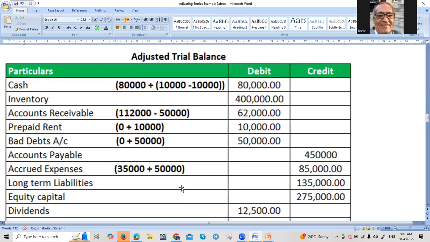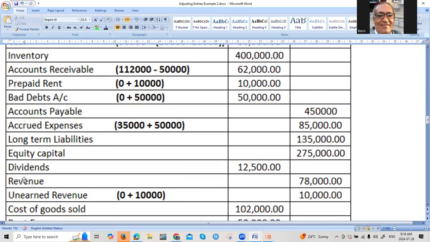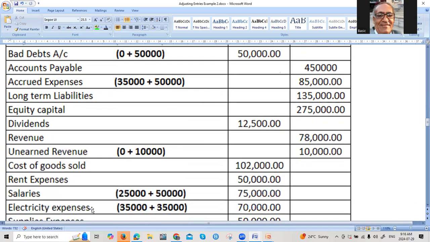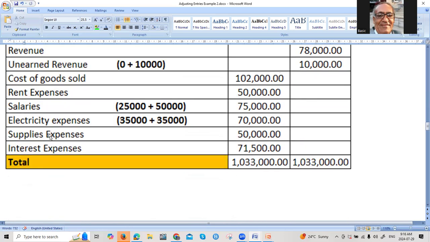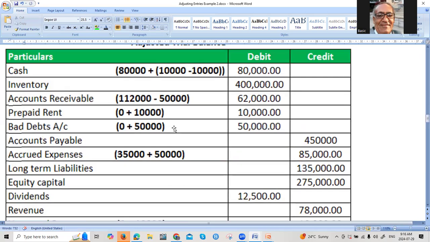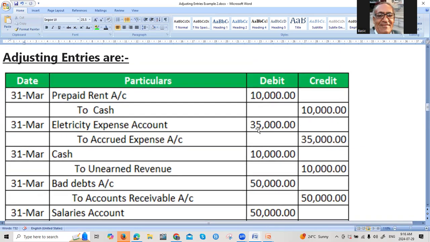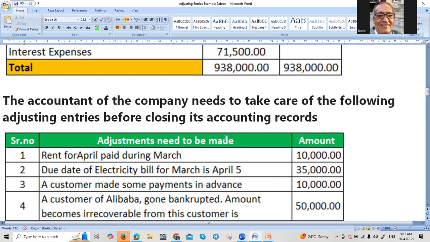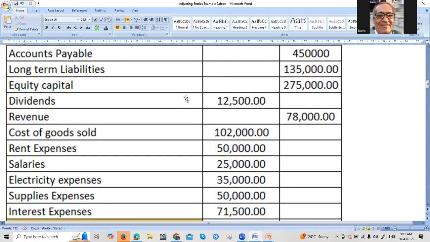Now let's go into the adjusted trial balance and see. We had here rent expenses, salaries, electricity expenses. There was 35,000, like we said before, plus the 35,000 which happened from this transaction. Let me take electricity expenses: 35,000 old and 35,000 came from this transaction. We had 35,000 from electricity into accrued expenses, 35,000. And there was already in the old trial balance electricity expenses 35,000. You guys can see it.